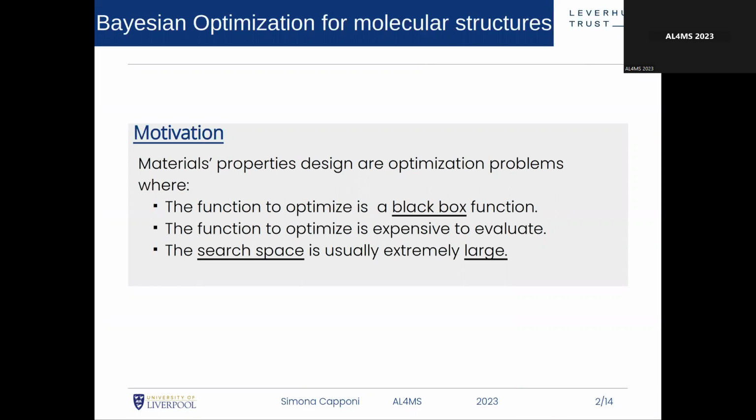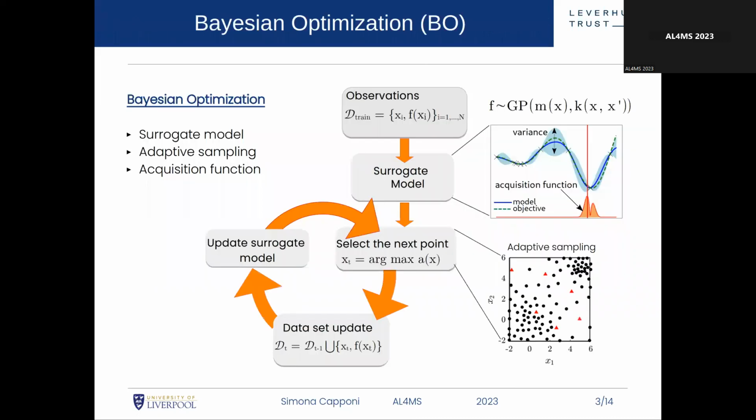The other two issues are that normally the function to optimize is quite expensive. Either it requires experiments or expensive simulations, and it's expensive both in terms of time and material. And also it's quite often the case that the search space is pretty large, which is demanding. So very shortly, that is why Bayesian optimization is good for solving these problems.